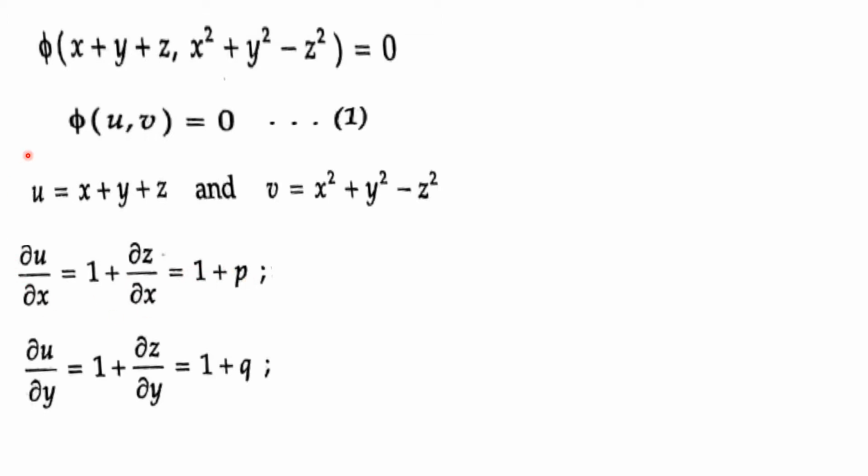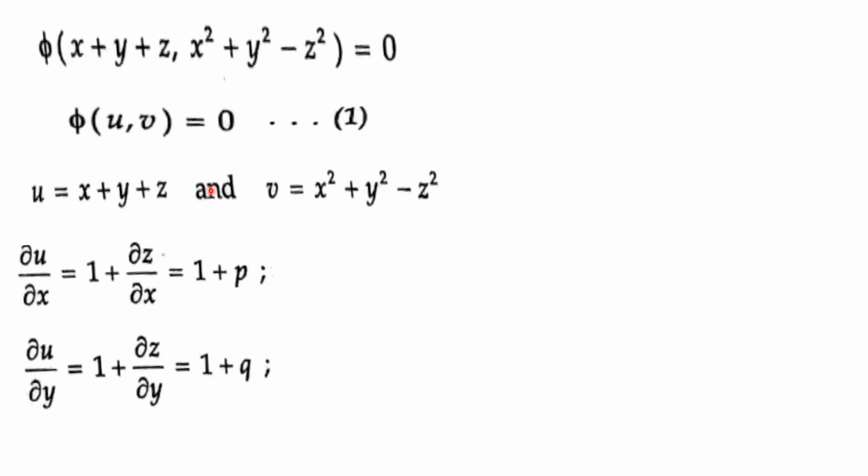Next we have to differentiate u partially with respect to y. So differentiation of x with respect to y is 0. Differentiation of y with respect to y is 1. Differentiation of z with respect to y is dou z by dou y. But from our notation, what is dou z by dou y? We denote it as q. So dou u by dou y is equal to 1 plus q.